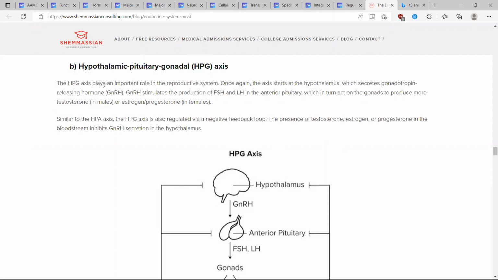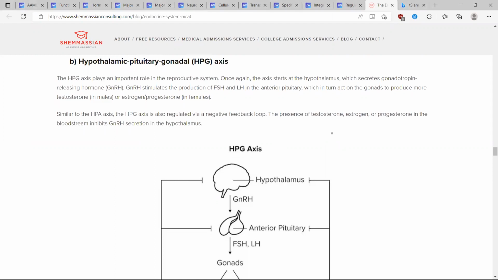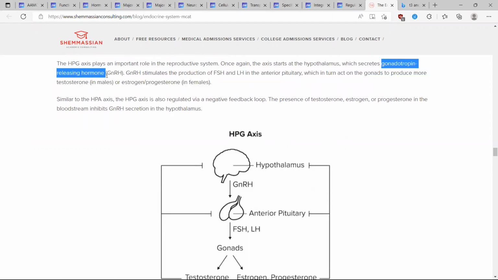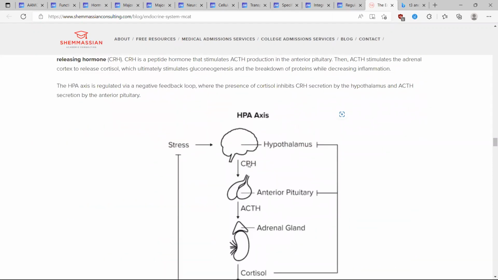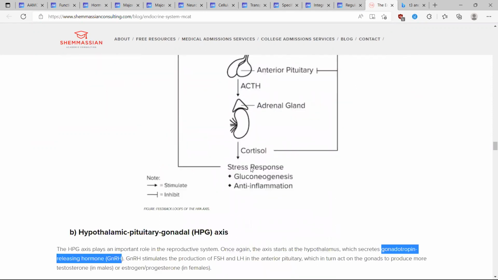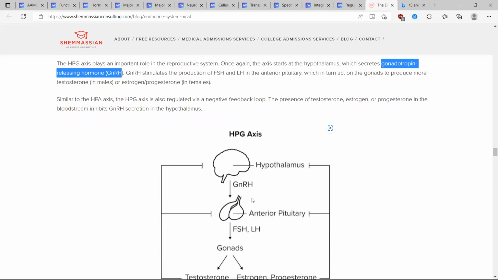So the HPG axis plays an important role in the reproductive system. It starts at the hypothalamus, which secretes gonadotropin releasing hormone. Notice that we're releasing something different this time, right? Before it was corticotropin releasing hormone, now gonadotropin releasing hormone. And this causes the anterior pituitary to release FSH and LH.